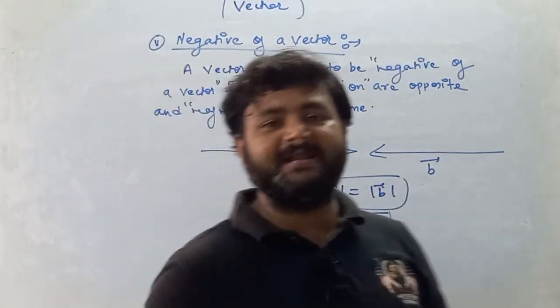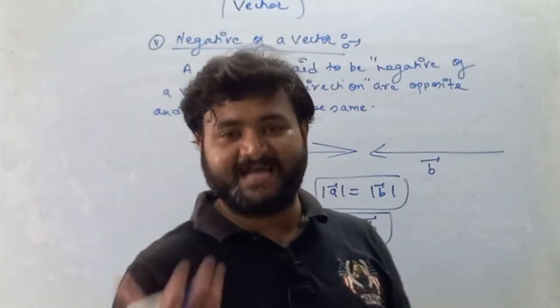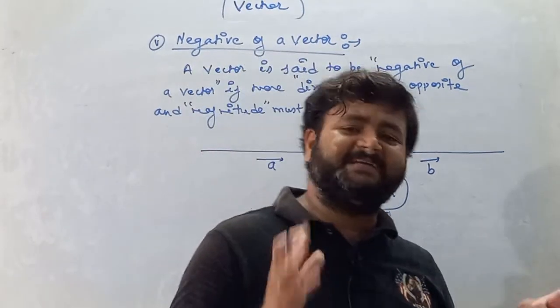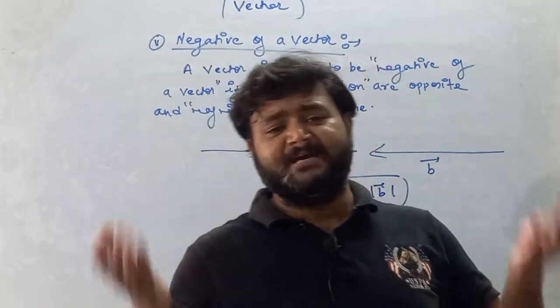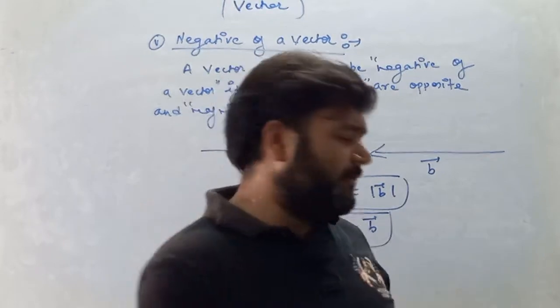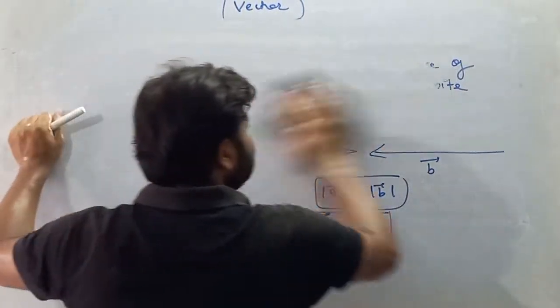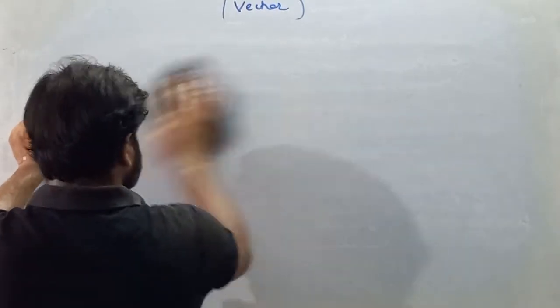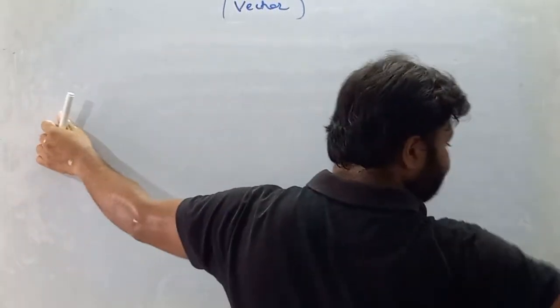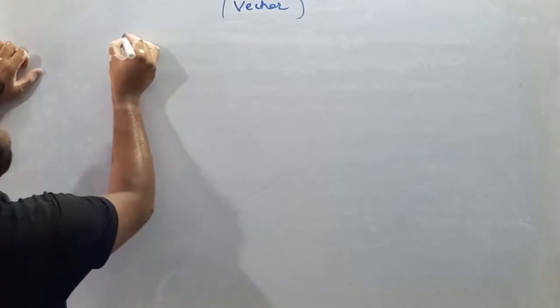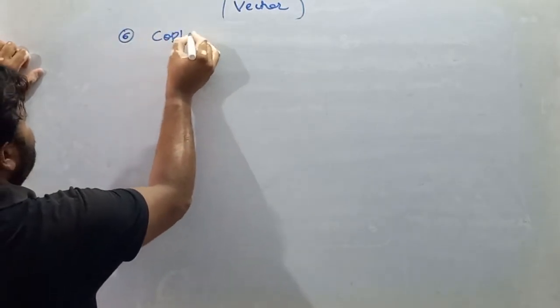I hope you all are understanding different types of vector. This is basically theoretical approach. You have to learn this, you have to understand this and move forward. So let's move. Next type of vector, it is coplanar vector. So write down coplanar vector. Sixth type of vector is coplanar vector.